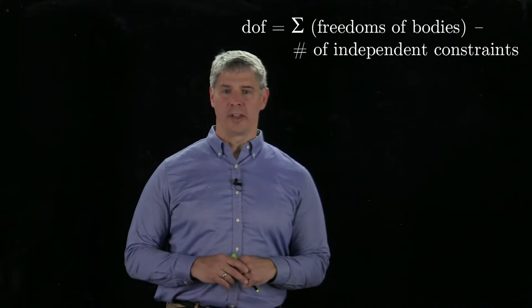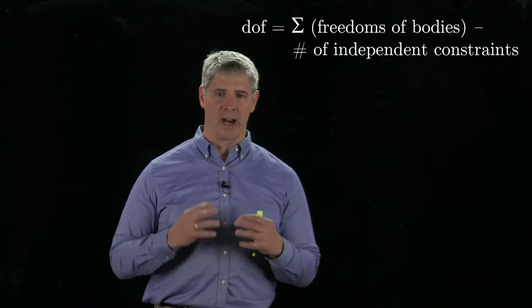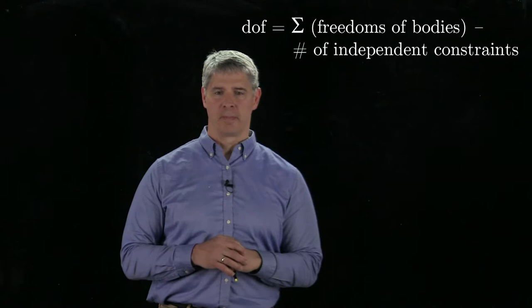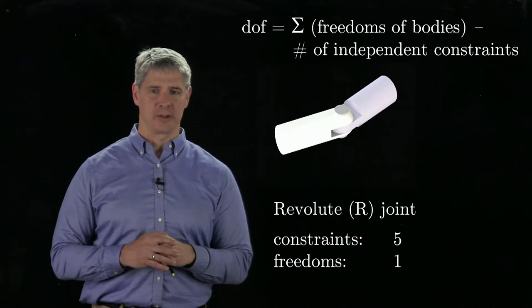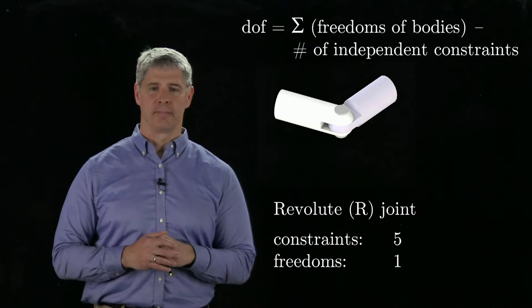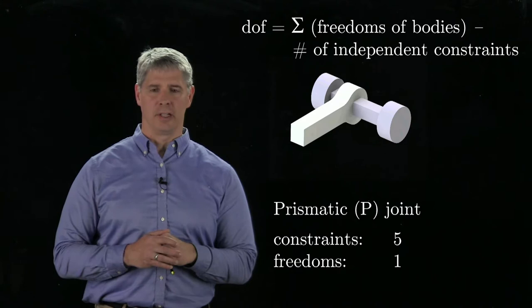In the previous video, we learned that the number of degrees of freedom of a robot is equal to the total number of freedoms of the rigid bodies minus the number of constraints on their motion. The constraints on motion often come from joints. The most common type of joint is the revolute joint. It places 5 constraints on the motion of the second spatial rigid body relative to the first, and therefore the second body has only 1 degree of freedom relative to the first body, given by the angle of the revolute joint. Another common joint with 1 degree of freedom is the prismatic joint, also called the linear joint.